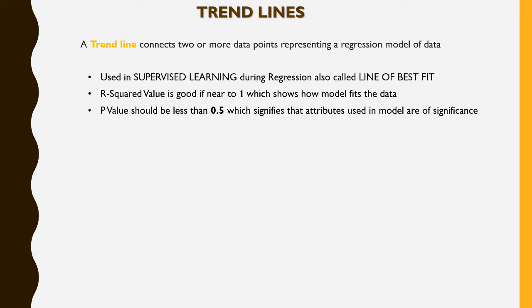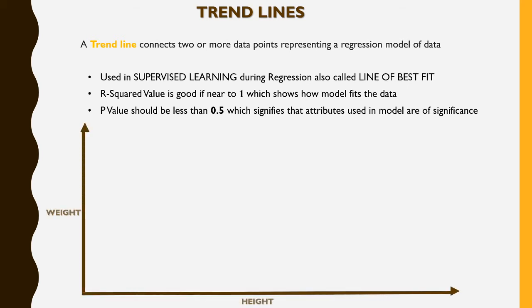Hence, by using these two, R squared and p-value, we'll be trying to make a good model, and with that good model, we'll reach a better line of best fit, and with that line of best fit, we can easily predict the values. So that is why we create the trend line, so that in future we can create a model through which we can predict the values accordingly. Now you can see here in an example, we have an x-axis and y-axis. On the y-axis it is weight, and on the x-axis it is height.